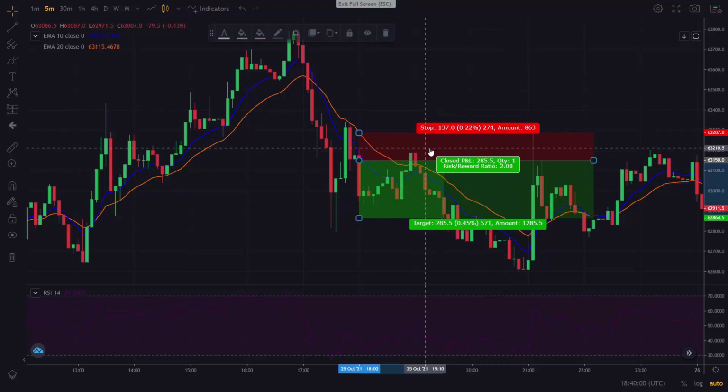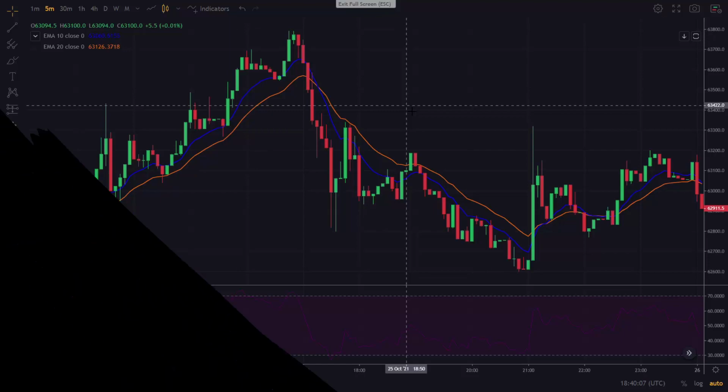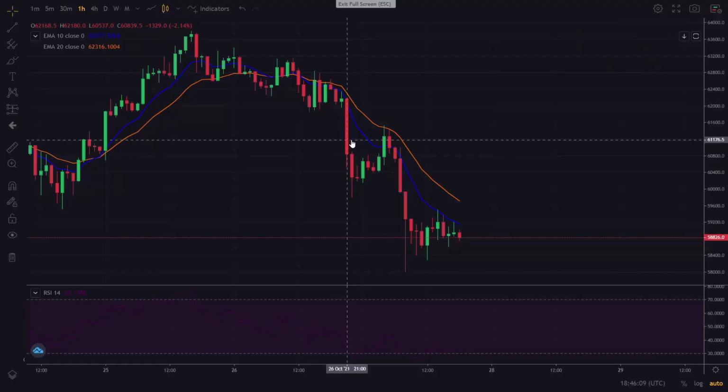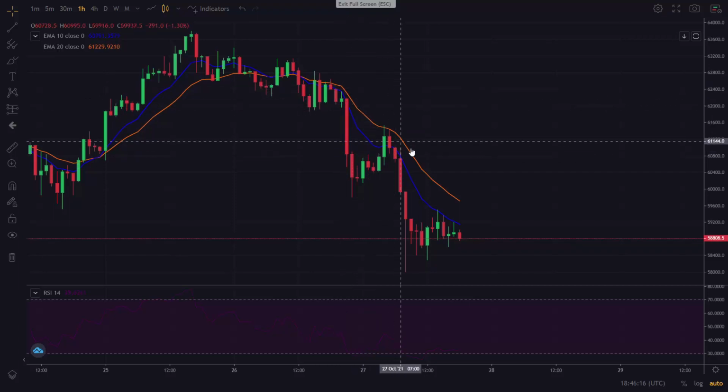So I will show another example on the 1 hour chart, just so that you can see how this strategy will work in a different time frame. So here we are on the 1 hour time frame, and we'll be looking at this short entry point here.